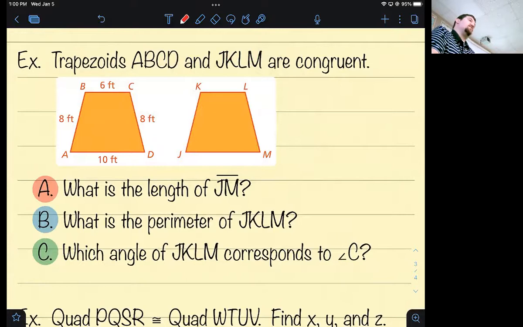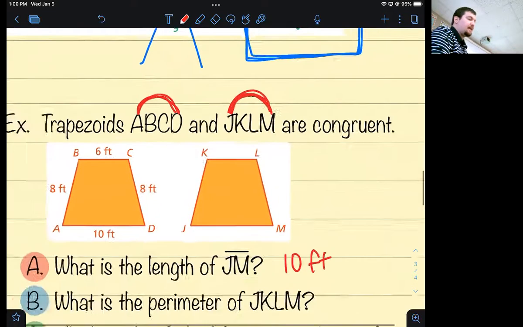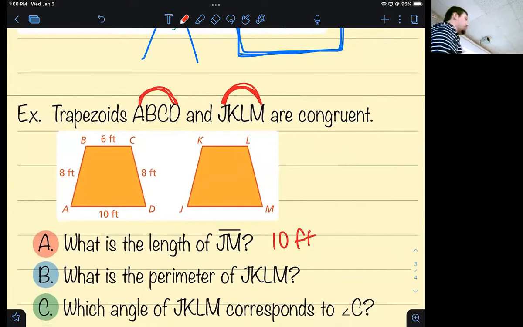What is the length of JM? What do you got, Xander? 10 feet. How did you get 10 feet? Because AD is the same line segment. That's right. So AD is the same as JM. So when it said JM, and guys, I know you're like, why are you even looking at that up there?